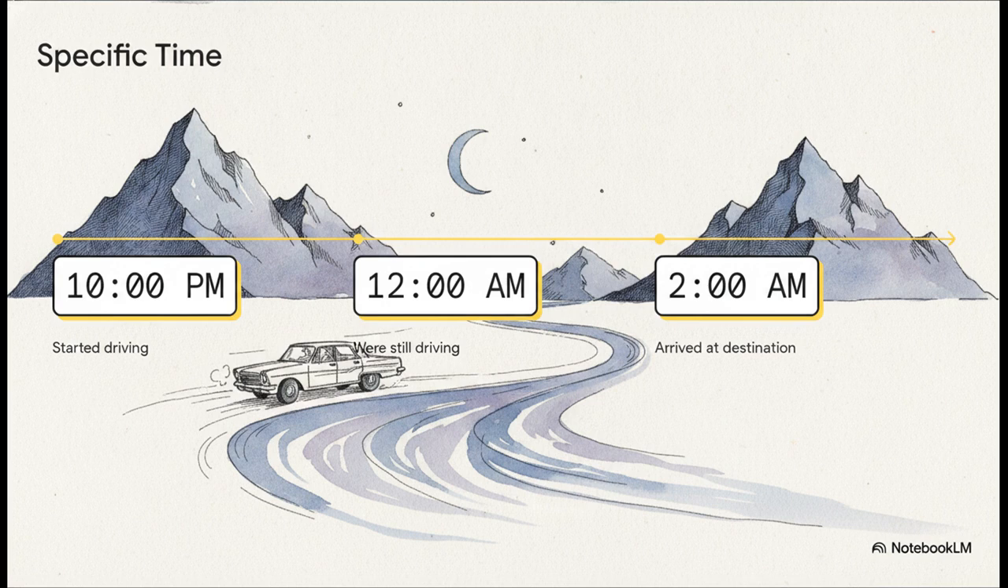Check out this timeline. Say you started driving at 10 p.m. and arrived at 2 a.m. How do you describe what was happening exactly at midnight? Well, you'd say, "At midnight last night, we were still driving through the mountains." The specific time, midnight in this case, acts as an anchor. It intersects with the ongoing action that was already in progress.